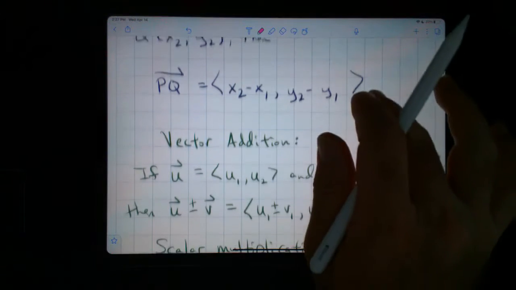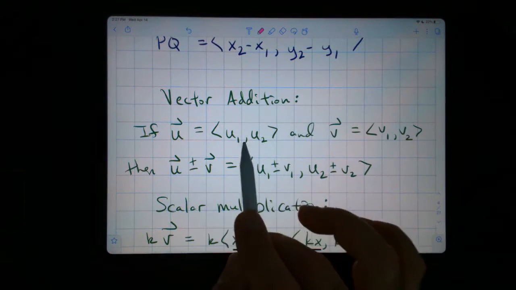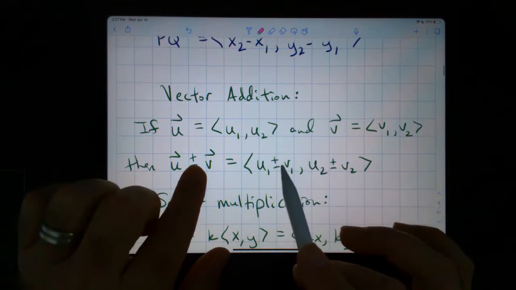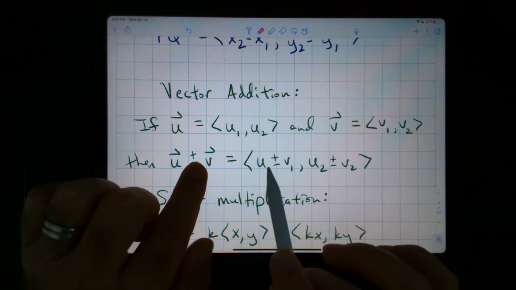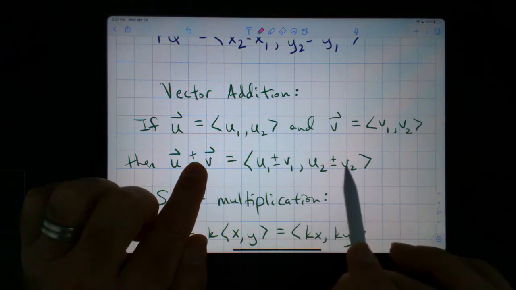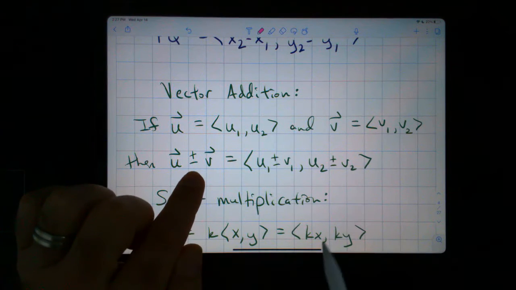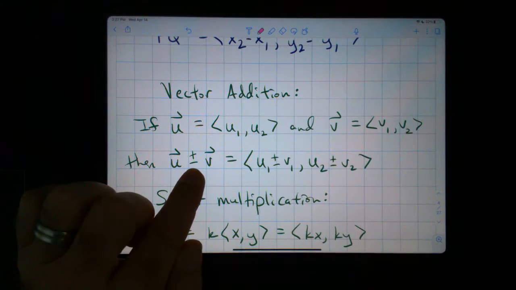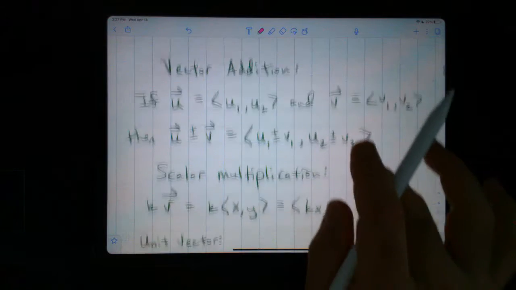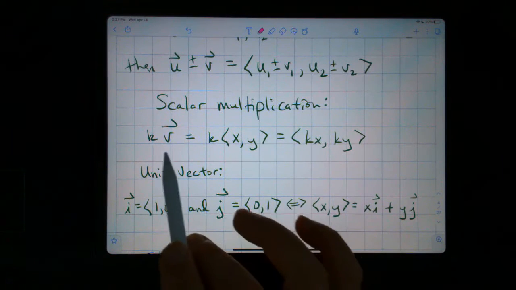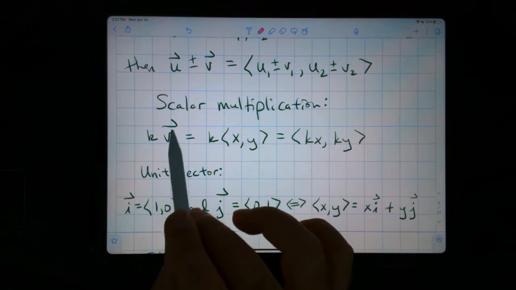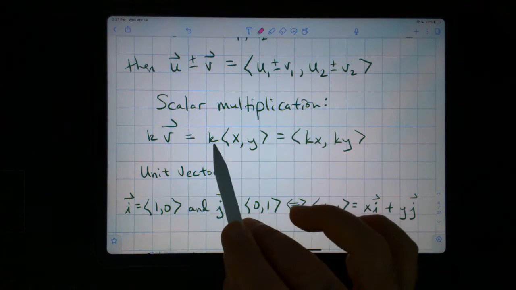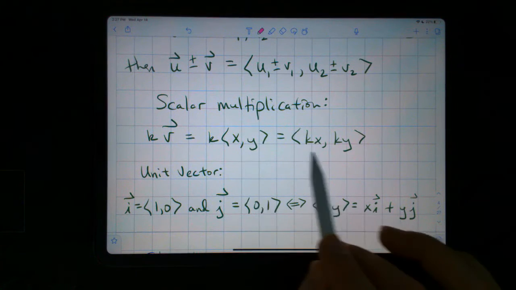Vector addition: if vector u is equal to ⟨u1, u2⟩, and vector v is equal to ⟨v1, v2⟩, then if we add the two vectors, we need to add their x components and add their y components. If we subtract the two vectors, then we subtract the x components and we subtract the y components. Scalar multiplication: if k is a scalar, k times your vector v is equal to ⟨kx, ky⟩, and you would distribute that k to all of the components of your vector.